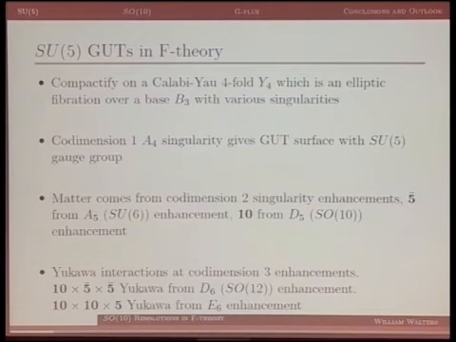And the Yukawa interactions, you need two types of Yukawa terms for your SU5. For the 10 5-bar 5-bar, that comes from a D6 or SO12 enhancement, and your 10 10 5 comes from the E6 enhancement. These are codimension 3 enhancements, so in your compactification space, they appear as just a point in that space. They still fill space-time.